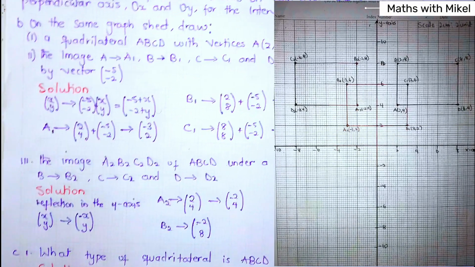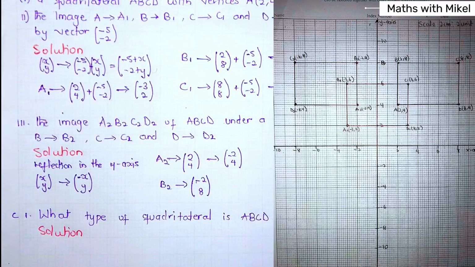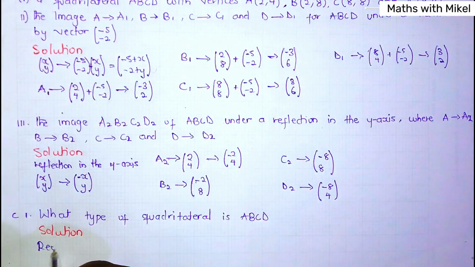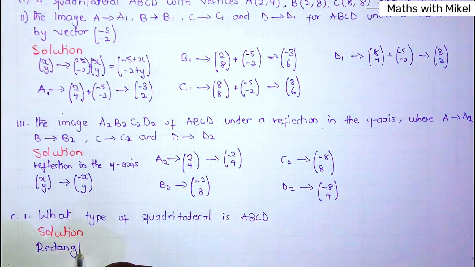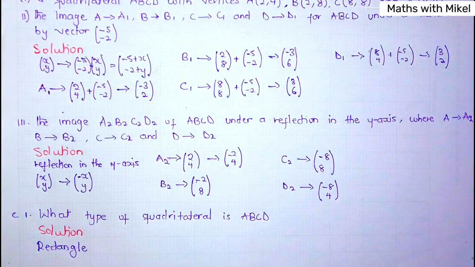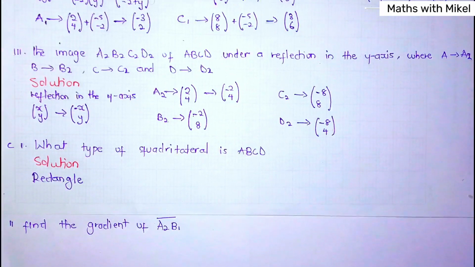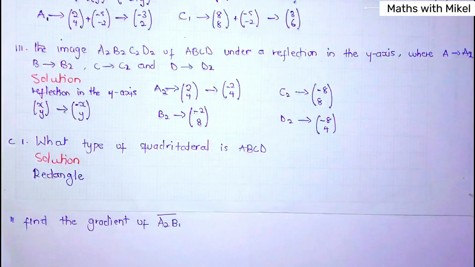They are asking, what type of quadrilateral is ABCD? So you know a quadrilateral, a solid figure with 4 sides. So if you are looking at this very well, what 4-sided figure is this? So you can easily see that this is a rectangle. So the type of the quadrilateral we've drawn, that's the ABCD, is a rectangle. The last part of the question, it says we should find the gradient A2B1. We should find the gradient A2B1.